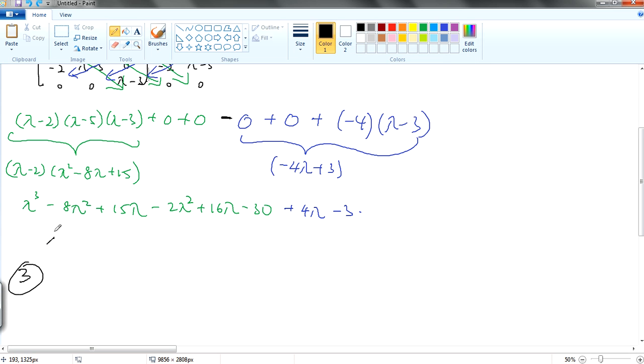Okay, so apparently lambda cubed minus 8 lambda squared minus 10 lambda squared, and then 15 lambda plus 16 lambda, we have 31 lambda, 31 lambda plus 4 lambda plus 35 lambda, and then we have minus 30, minus 33. We are wrong again. Definitely we are wrong again. Hold on. Okay, calculation error. So apparently we should have this form.